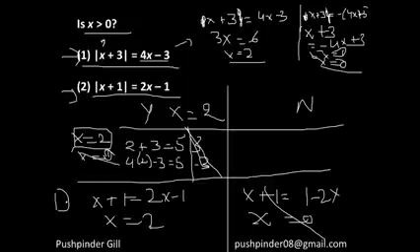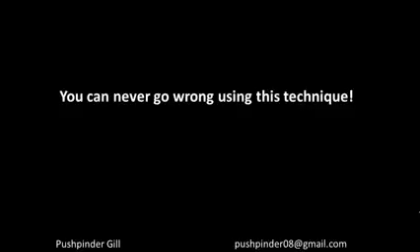Now if you remember, in the previous video I told you that if the answer is D, each of the statements would be giving me the same answer. So over here the answer is x equal to 2, and over here the answer is also x equal to 2. Fine. So I hope you understood the premise of this technique that I'm trying to explain. I'll be solving a lot of questions on this technique, definitely. You can never go wrong using this technique.